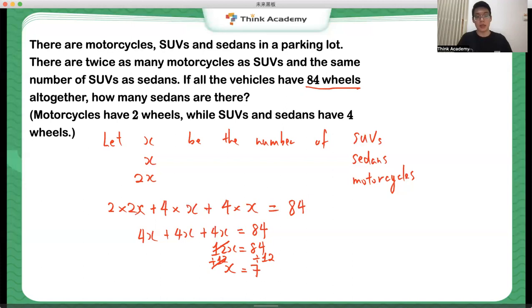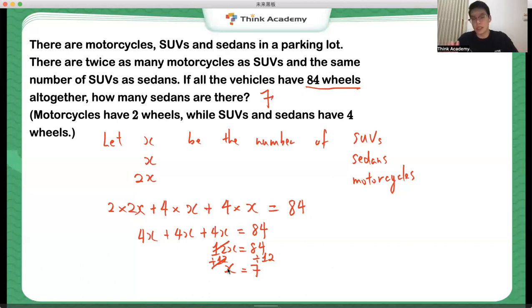So the answer is 7? Well, let's see. Every time we get the x, that's when you easily make a mistake, because you should remember what the question is asking you about. The question is asking how many sedans there are. So let's go back to what we wrote down at the very beginning. What is x? x is the number of SUVs. x is also the number of sedans, which means there are, yes, that's right, 7 sedans. So in this question, we're just looking for x.